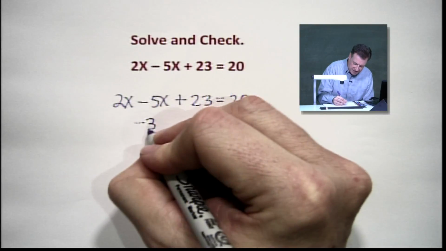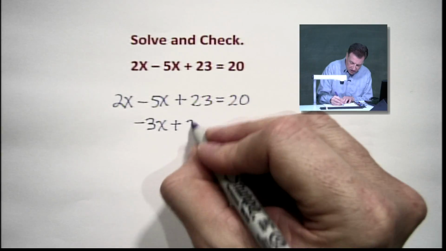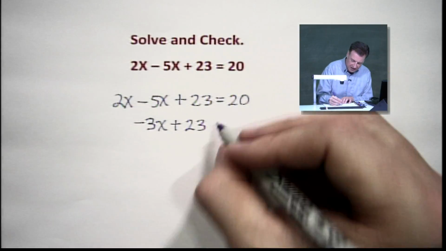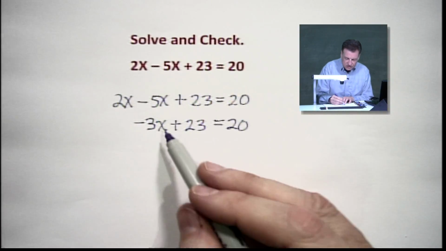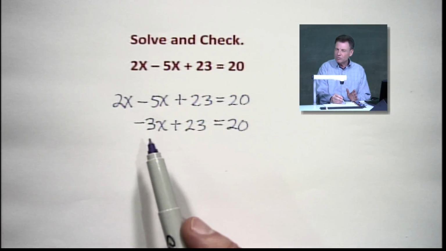So we're going to have a minus 3x right there, okay? Now the 23, it's its own person, all right? It hangs out there by itself, as does the 20. This 3x cannot mix with them, all right? The only way we're going to be able to mix it is when we do some division, but we're not ready to do that yet.